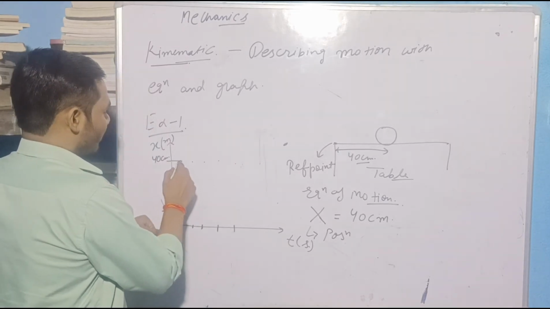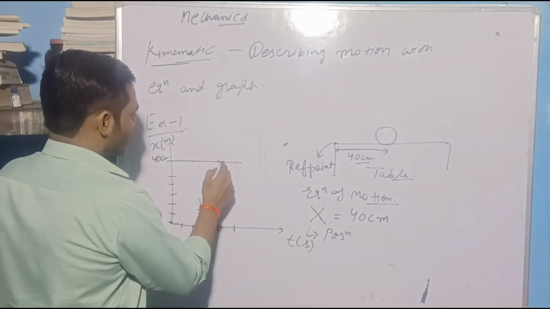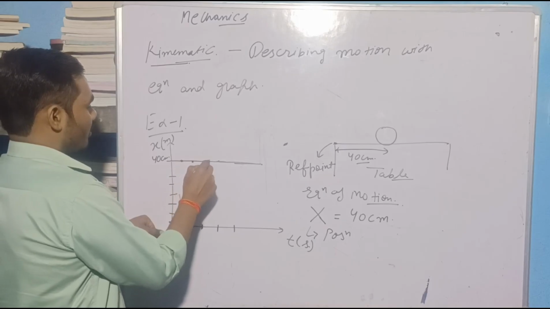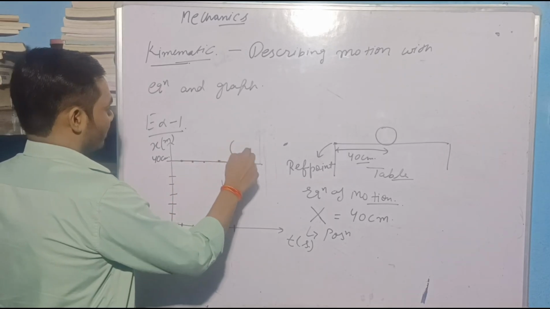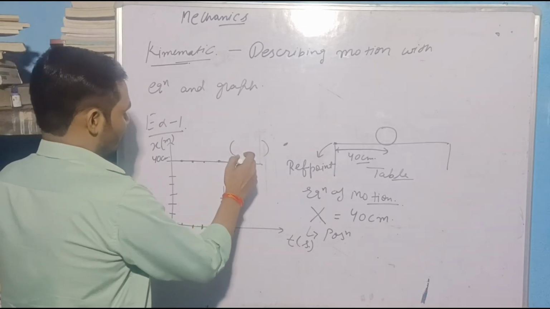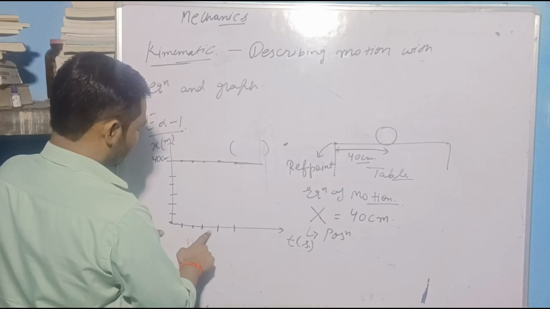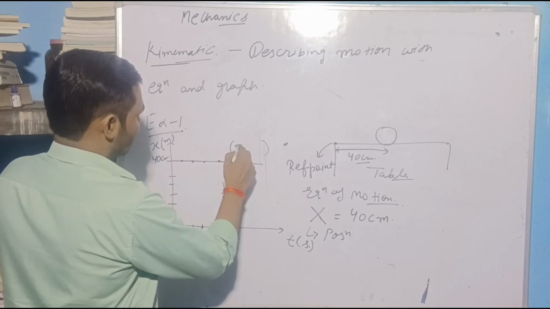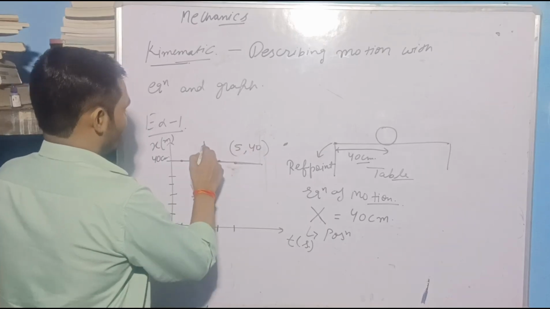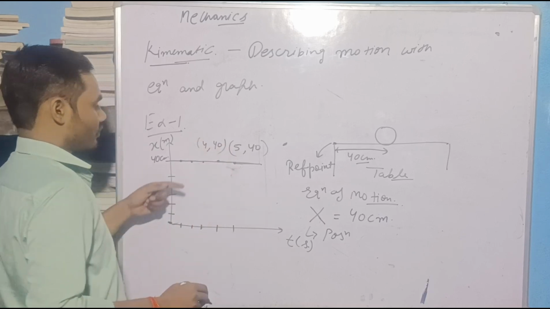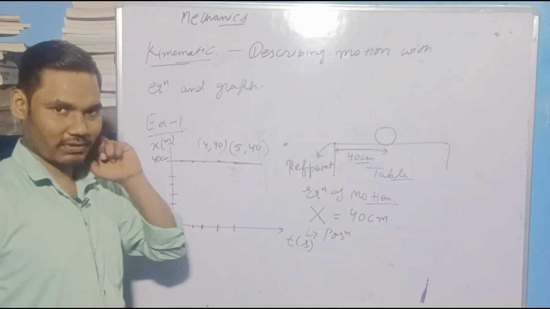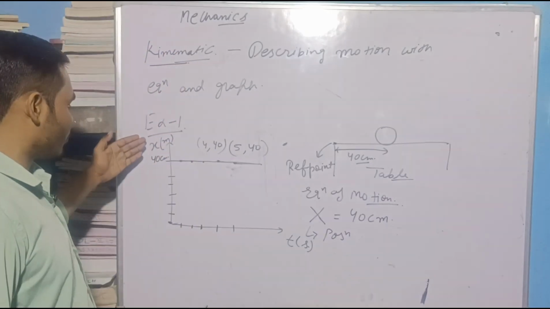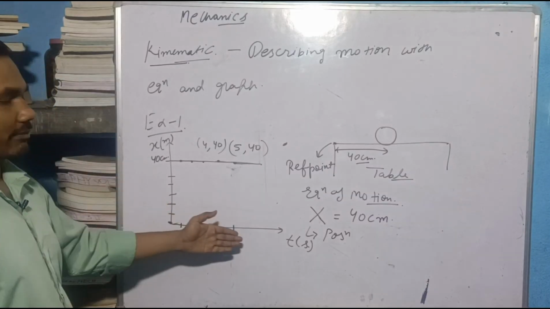So we now join all these locations, all these points. The value of this point is, for example, 1, 2, 3, 4, 5. If it is 5 seconds, then here 5 and the position is 40, here 4 and the position is 40. So first the x axis, then the y axis, these are the basic things about a graph. So this is a graph between position and time.